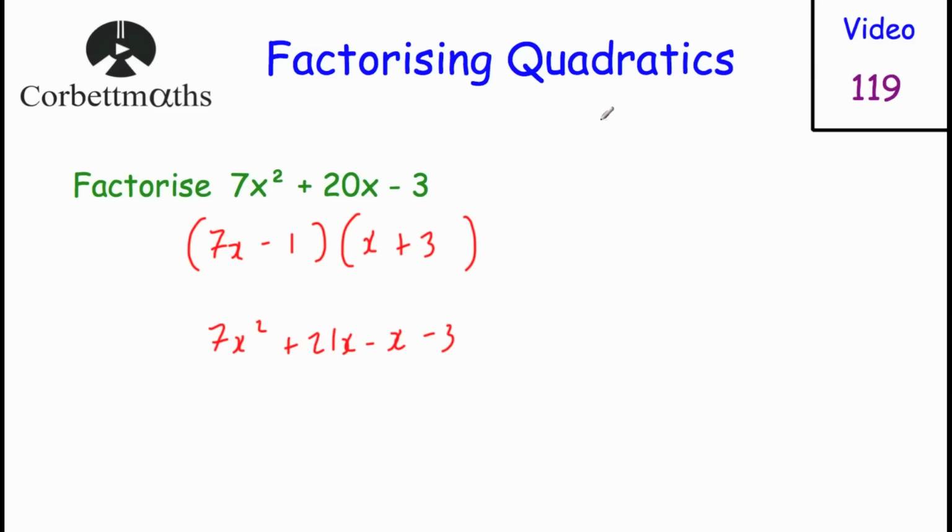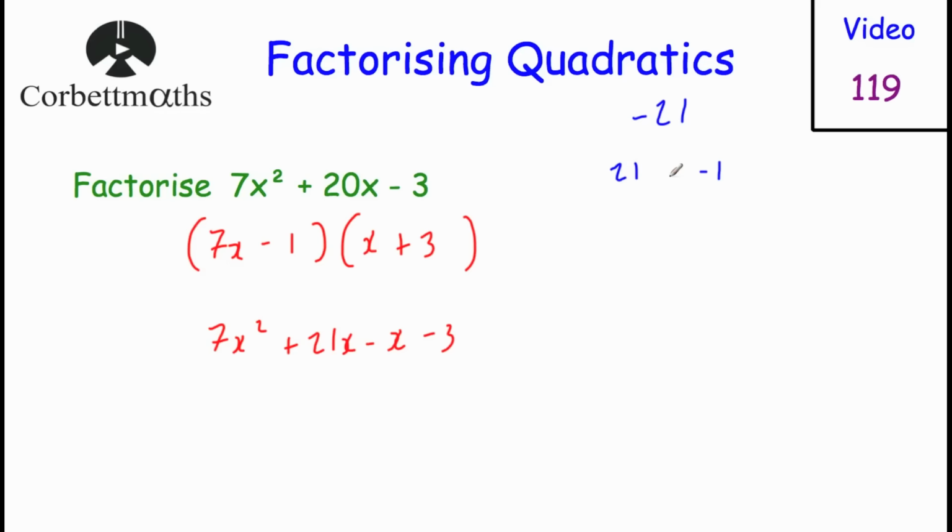Alternatively, we could use the split in the middle technique, and I'll just do that in blue ink now. So 7 multiplied by minus 3, so that'll be minus 21. So we want two numbers which will times together to be minus 21, but will add together to be 20. And straight away I'm thinking 21 and minus 1. So 21 times minus 1 would be minus 21, but also minus 1 plus 21 would be 20. So they would be our two options.